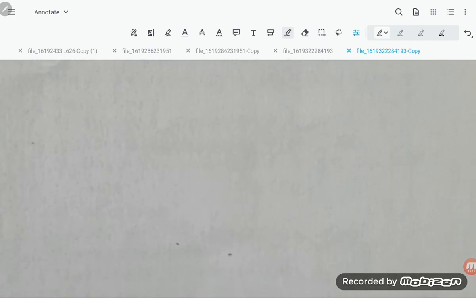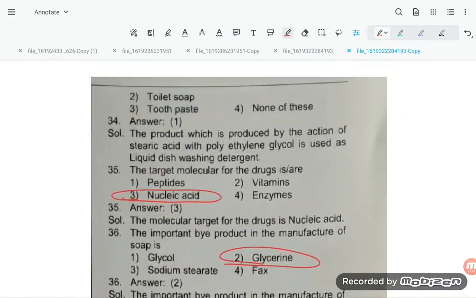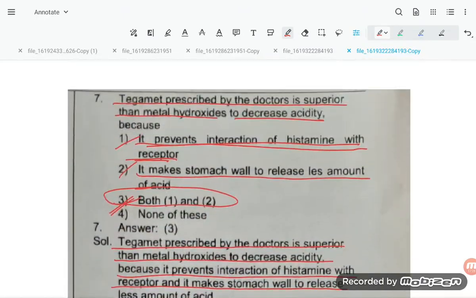So this is all about the 45 questions, students, from chemistry in everyday life. This type of question is generally asked in the NEET and JEE exams. So you can go through it.